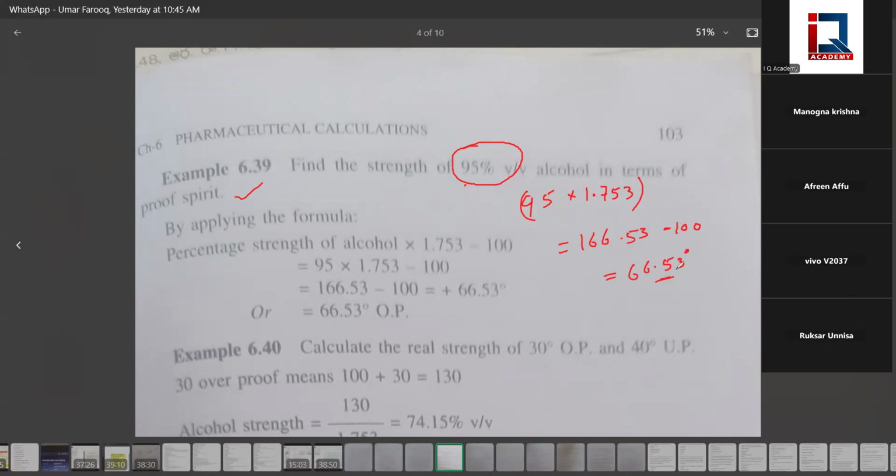Now, what is the next step? Is it underproof or overproof? If the result is positive, then it is known as overproof. So 66.5 is the positive result. We'll write it as OP, overproof. If it is negative, then we will write underproof. So this is the calculation. Very simple. Just taking the given percentage and multiplying it with 1.753. Okay, so let's see the next question.